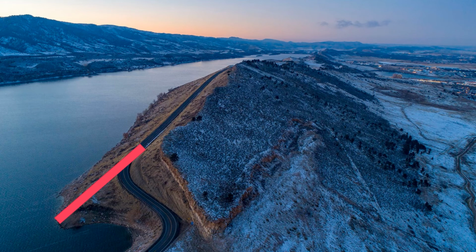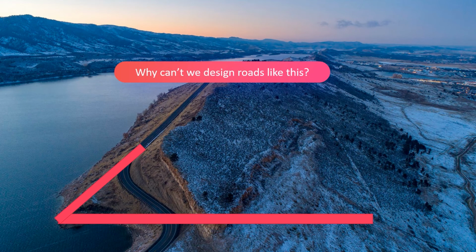So why can't we make roads like this, right? Why can't we design road like this? So if you design the road like this, then it'll be very hard for the vehicles to turn, right? Because you can see it's a very sharp turn, and chances are that vehicle which is driving at a high speed would end up ditching into the reservoir. Okay.